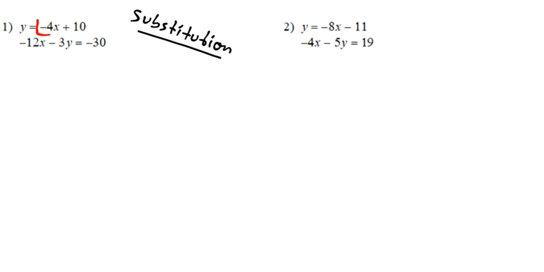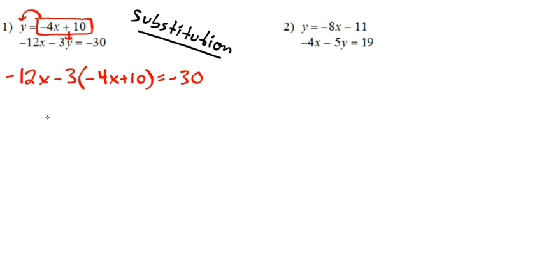is to recognize that what's in this box is what y equals. So in the second equation, instead of writing y, let's look at the first equation. I could write, instead of y, negative 4x plus 10 equals negative 4x plus 10. That's true, right? I could write that if I wanted, but it's not helpful. What is helpful is to replace the y in the second equation with that. So I'm going to write everything exactly the same, except when I come to y, I will replace it with negative 4x plus 10.